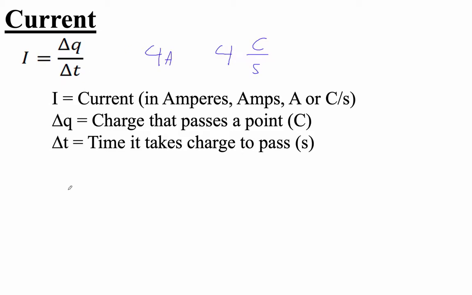And so if 12 coulombs goes by in 3 seconds, that would be 4 coulombs per second, or 4 amps. So that's a pretty basic concept. It's just like water current, which might be kilograms per second of water, only this is coulombs of charge per second.